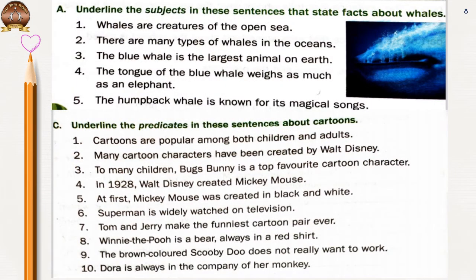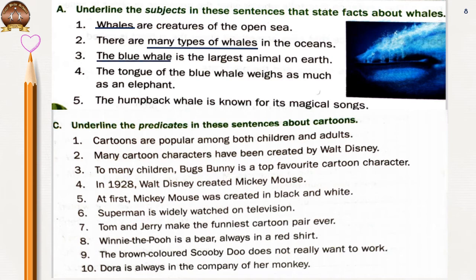Let's solve the grammar gear exercises now. Now you see exercise A: underline the subject in these sentences. There are 8 facts about whales. In the first sentence it's very easy, simply whales. The next sentence: there are many types of whales in the oceans. Now which words are stating facts about whales? Many types of whales. The blue whale is the largest animal on earth.